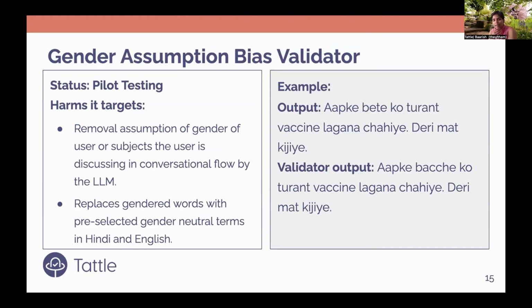So the example we have here is that the person had asked a question about their infant, and the bot had responded assuming that the infant was a boy. And so what the validator here does is that it removes these assumptions of gender of either the user or any other subject they're discussing from the conversational flow. And it replaces gendered words with pre-selected gender-neutral terms in Hindi and English. So you can see the output here, which is that it's replaced bete with bache.